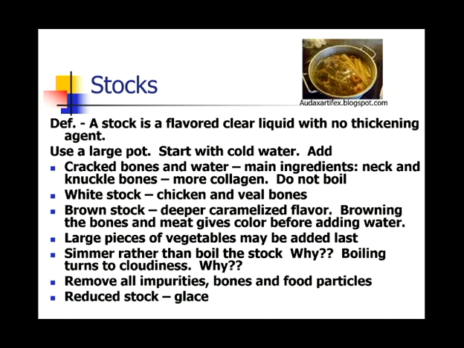Okay, so white stock, if you want to make white stock, you put chicken bones in it or veal bones in it. If you make a brown stock, you want a deeper color. You want a brown color. So you can brown the bones, you could brown the meat to give it a much deeper color than what you normally would have, before you add it in. So if you brown it, it's going to give you more of a darker color. Then you put it in, okay?